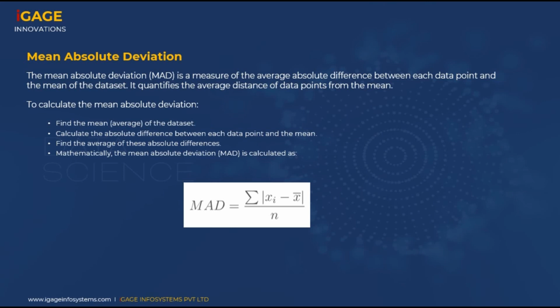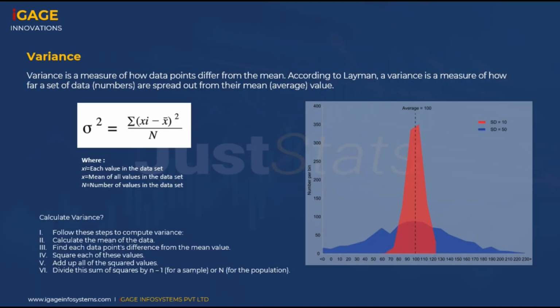In here, if you see this value, x bar is the mean of the population, and x is the data point. So basically, what we are trying to do here is find the distance of each data point from its mean.